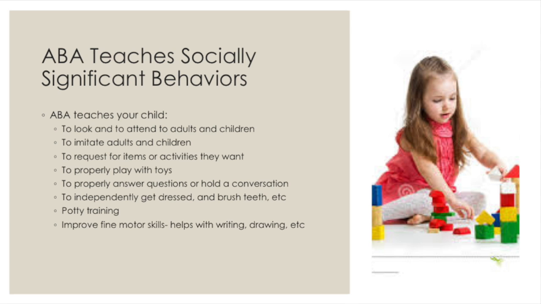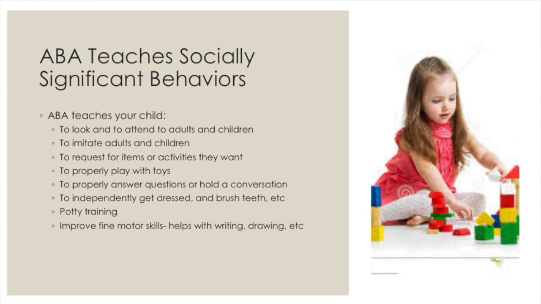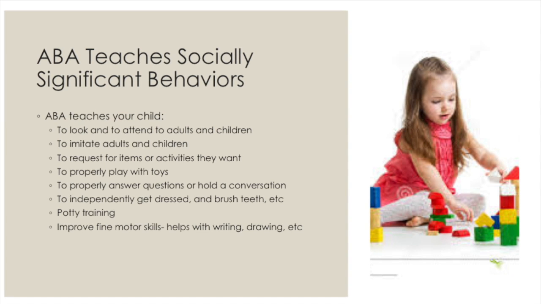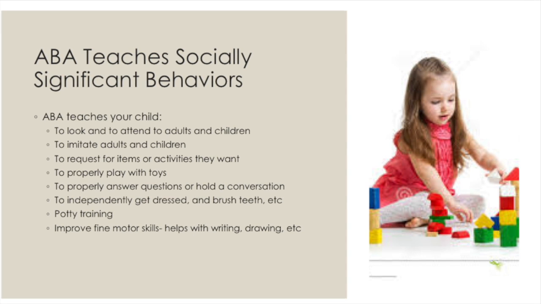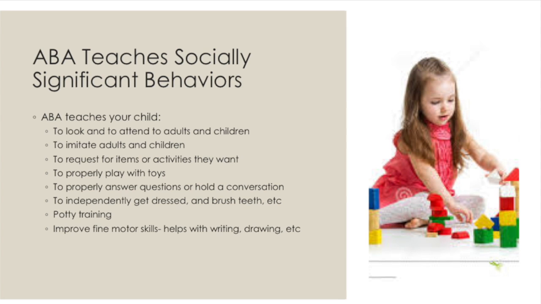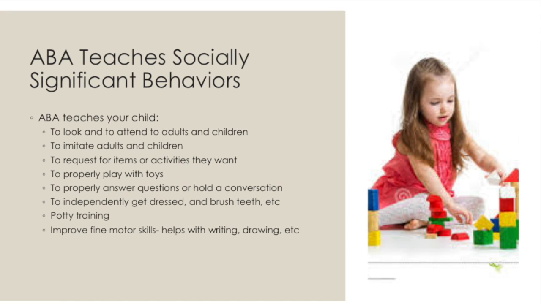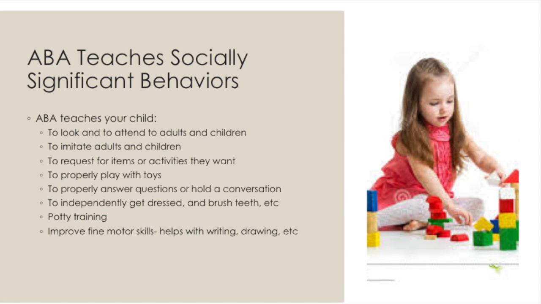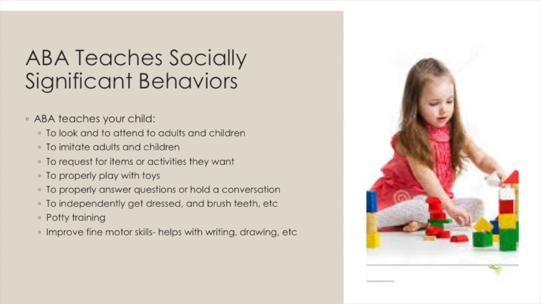ABA might teach your child how to look at an adult, how to attend to an adult, how to imitate an adult, how to request things, how to ask for things that they want. We might teach them how to properly play with toys, how to properly roll the car, not just to look at the car's wheels. We might teach them how to properly hold conversations rather than just saying the same phrase over and over again. We might teach some of these self-help skills like getting ready to go to school, getting ready to brush your teeth, getting ready to put your pajamas on. And then we might also help with some of these pre-academic skills, like improving fine motor skills. That helps with the drawing and helps with the writing and helps with throwing balls too.